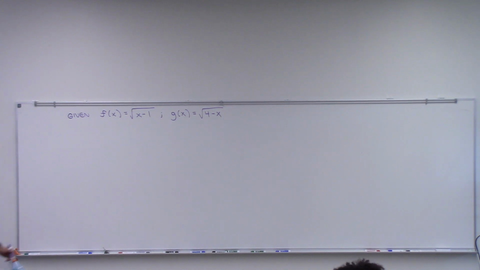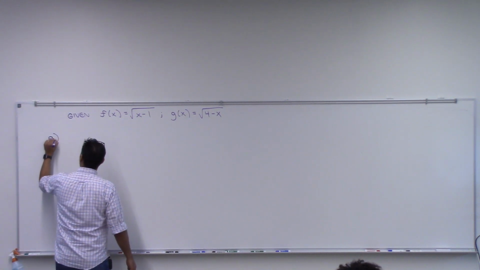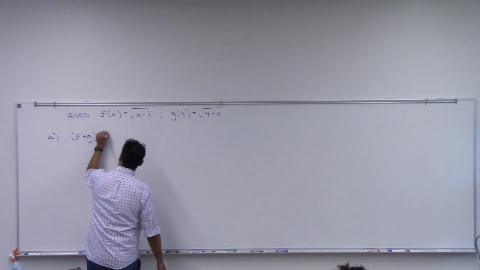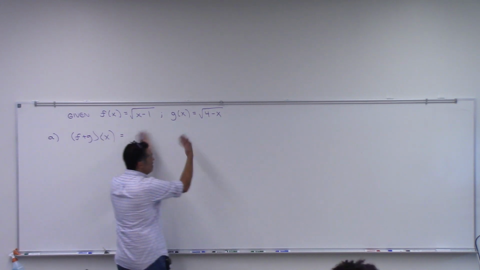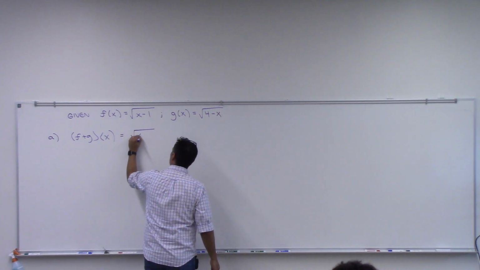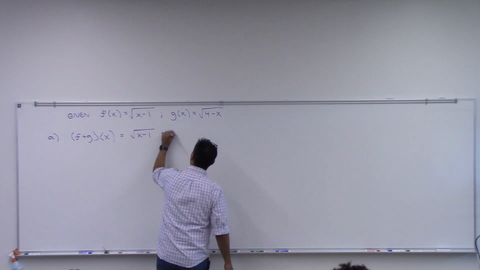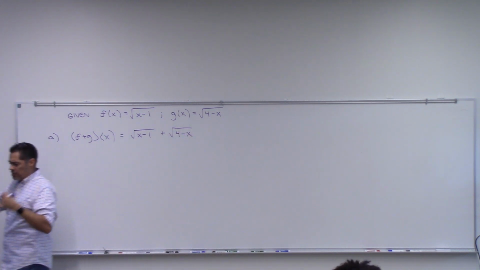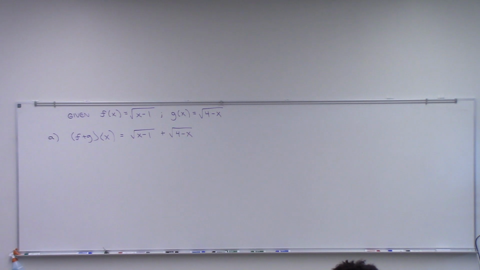All right, let's add these together first. If we add, that just means add them, right? So I take my square root of x minus 1, I add to it the square root of 4 minus x. Can you add those together? Is there any operation you can do to put those together? They're not like radicals. You have to have the exact same thing underneath the roots for us to put those together. So there's absolutely nothing you can do to that. That's it. That's the sum.